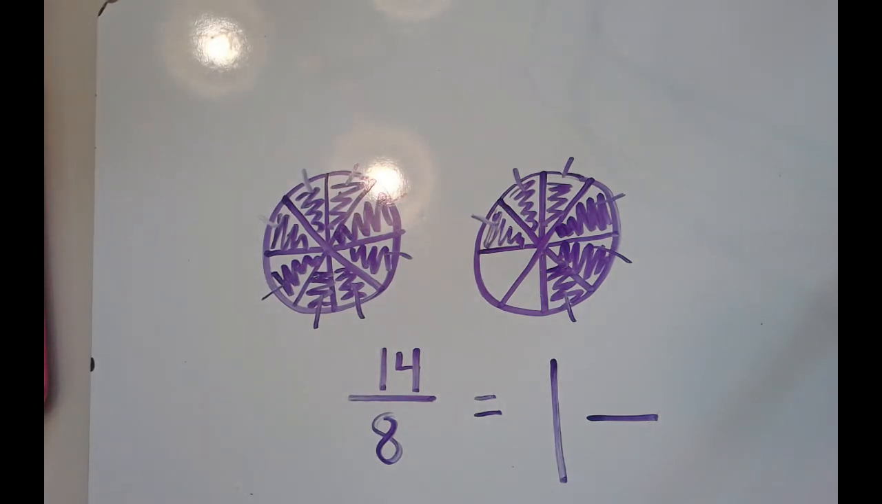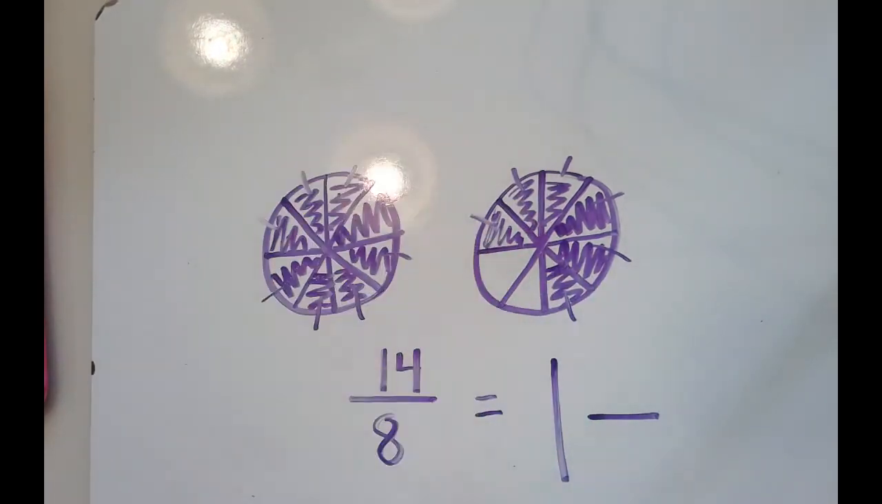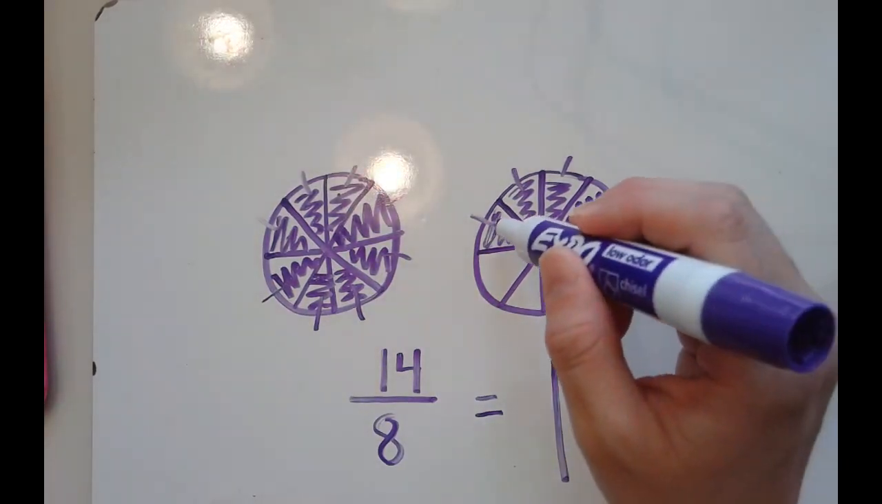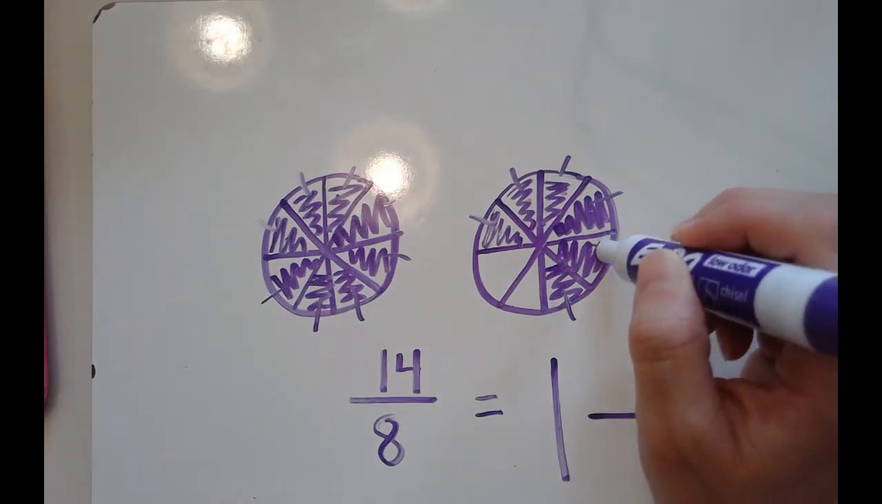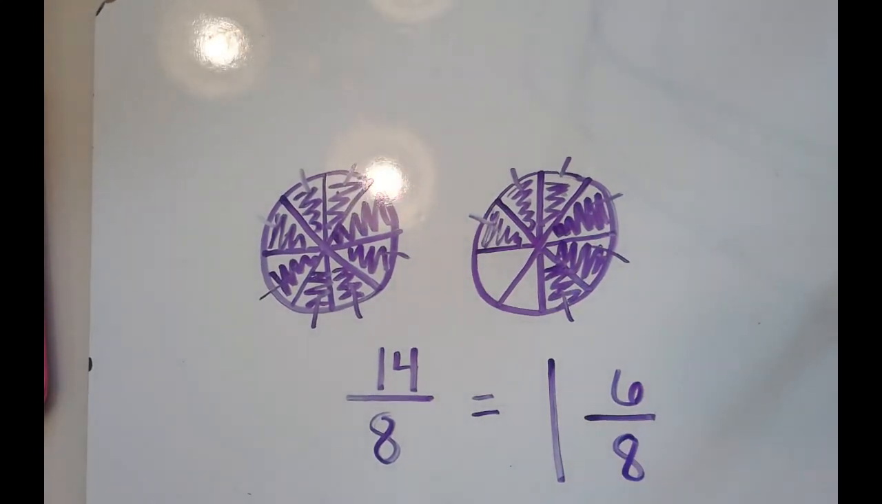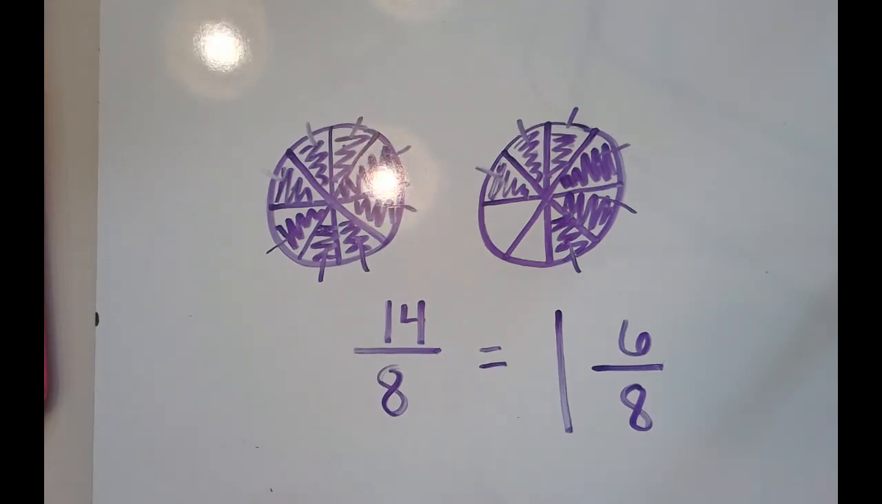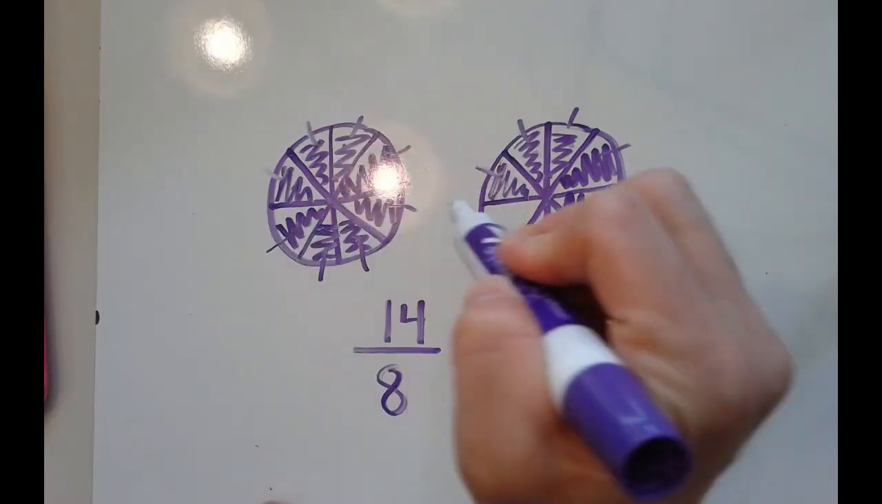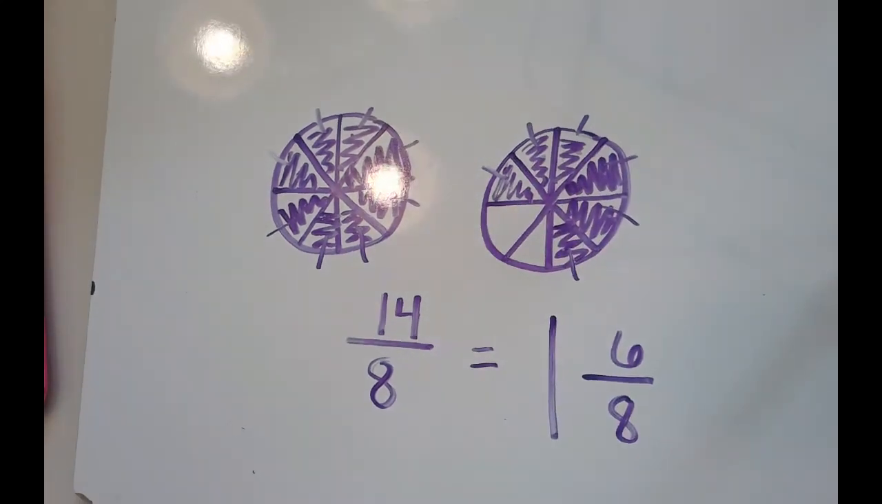And another way to represent that would be to say that I have 1 whole pizza still, and then I have 1, 2, 3, 4, 5, 6 eighths of my other pizza left. So I have 14 eighths. Another way to say that is I have 1 whole plus 6 eighths more. This is the mixed number. This is the improper fraction.